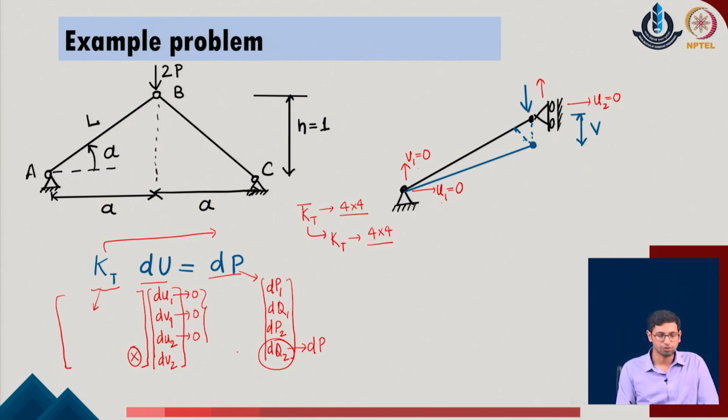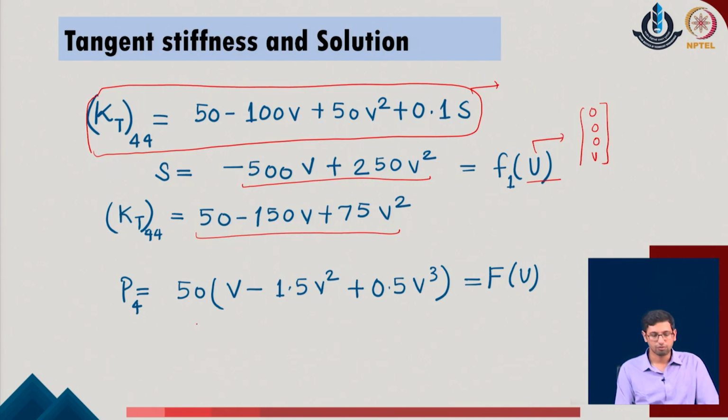And finally, we were also able to obtain the force which is in the direction of the given degree of freedom of the system. So, we write it as P4 of the given system, or one can also call it Q2 in the given problem, and this force comes out as 50 minus V minus 1.5 V square plus 0.5 V cube. We realize that this is also a function of the displacement field in the given problem.